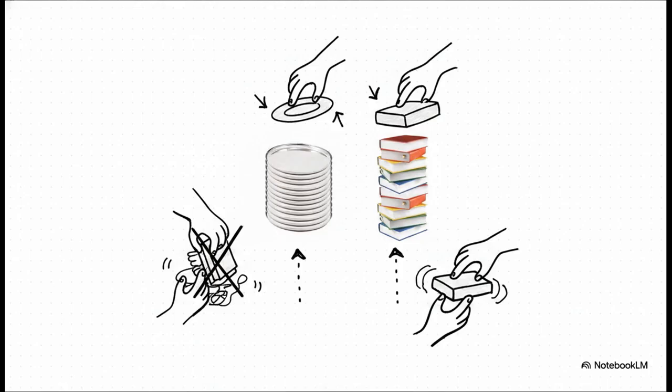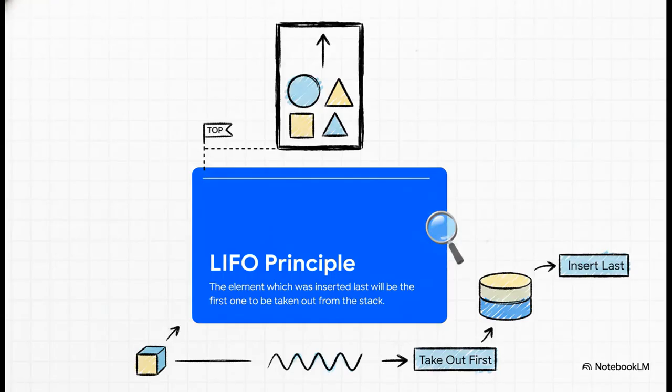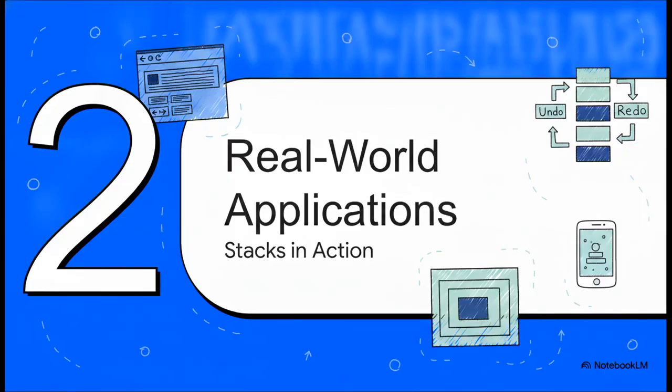In computer science, we organize data elements in this exact same linear order. It perfectly mirrors a pile of plates or books where you only interact with the top. Which brings us to the formal definition of this behavior. LIFO, or last in, first out. It's elegantly simple. The element inserted last, the absolute newest piece of data, will always be the first one taken out. The whole structure restricts us to interacting with just one single end, which we intuitively call the top of the stack.